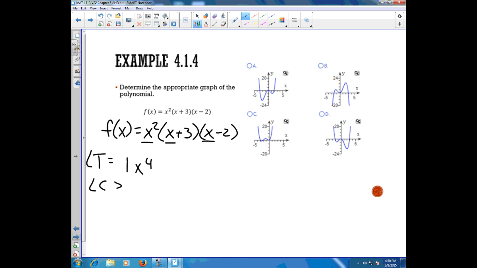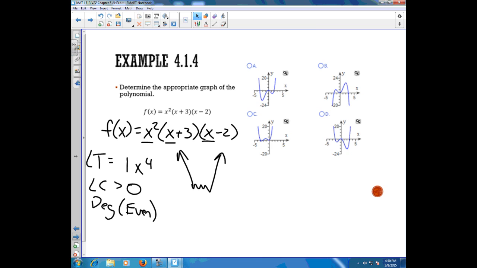The leading coefficient is obviously greater than 0. The degree is still even. And so just like the last one, we're going to get the same type of end behavior. Unfortunately, that only eliminates one of the possible answers. But there's more information that we can get from this function, namely what the zeros are.